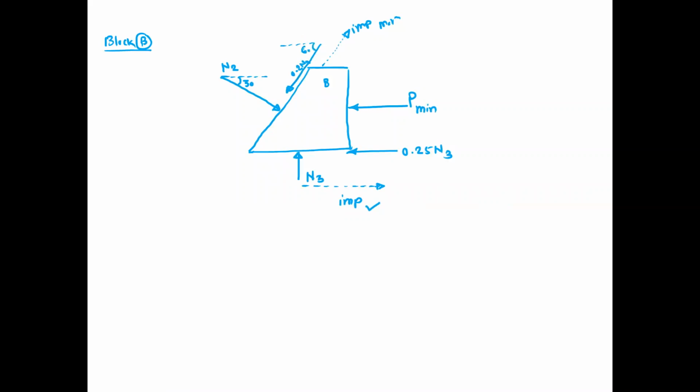This angle is 60 degree. So this is X component. So here X component will be 0.2 N2 cos 60 and this is 0.2 into sine 60, and the weight is equal to 1000 Newton. So use summation Fx = 0.